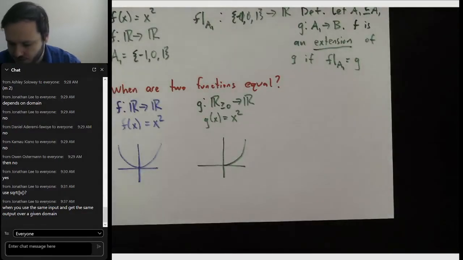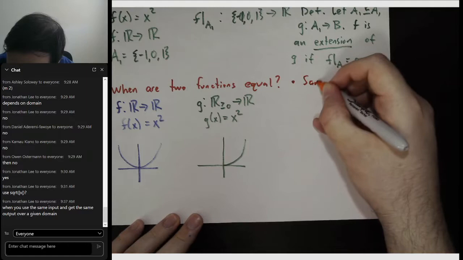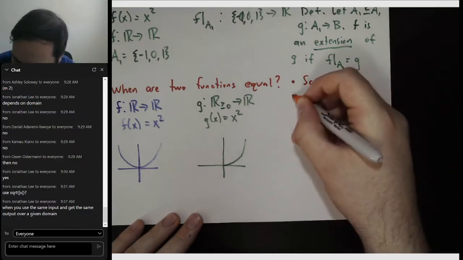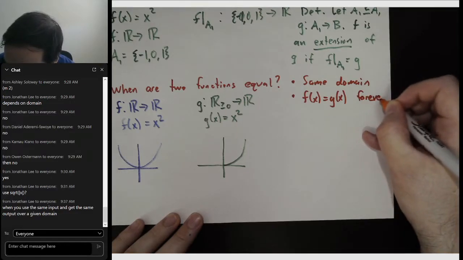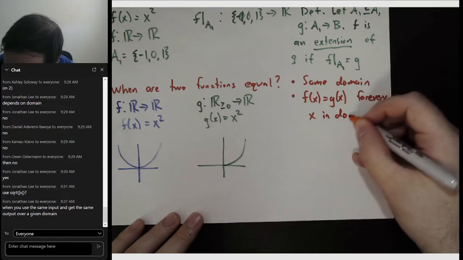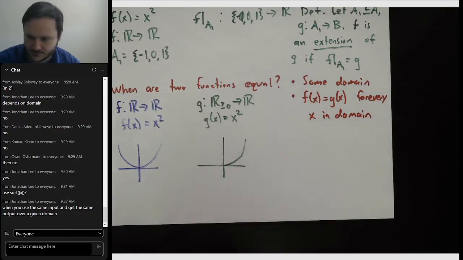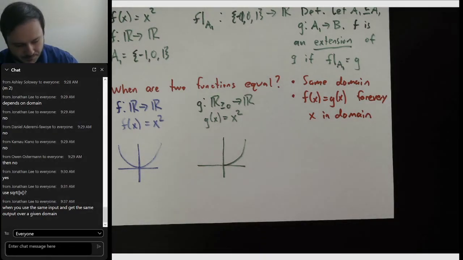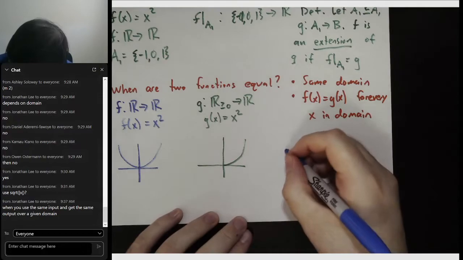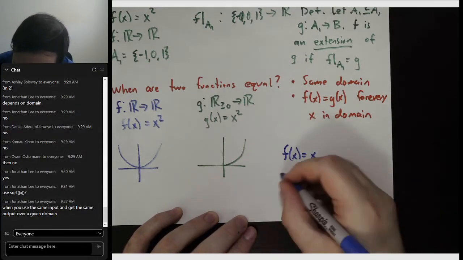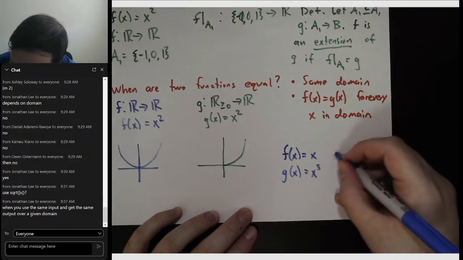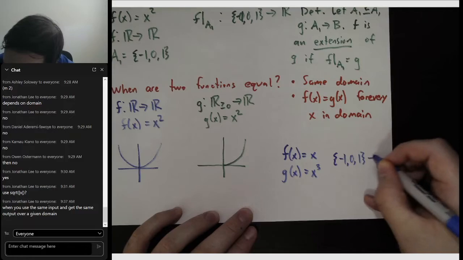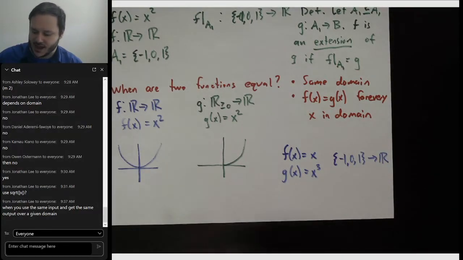So when are two functions equal, they need to have the same domain and f of x has to be equal to g of x for every x in the domain. Okay. So, question, if f of x is equal to x and g of x is equal to x cubed, and these are both functions from the set -1, 0, 1 into the reals, is f of x equal to g of x?